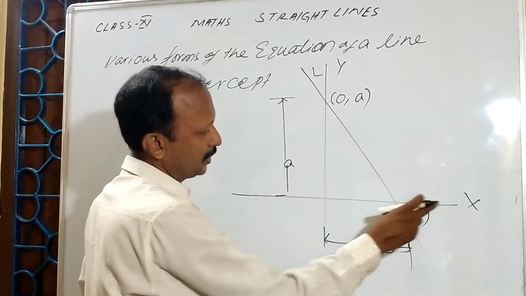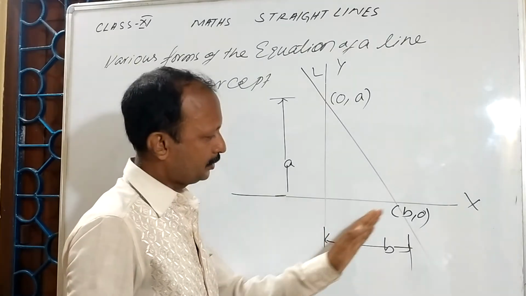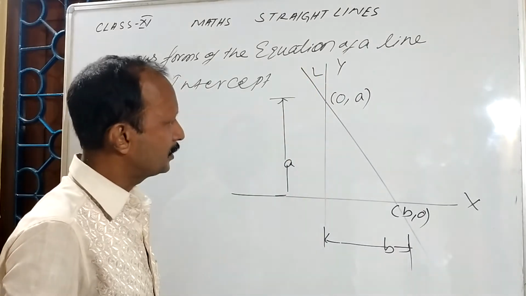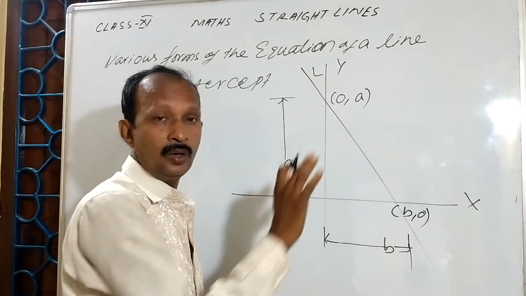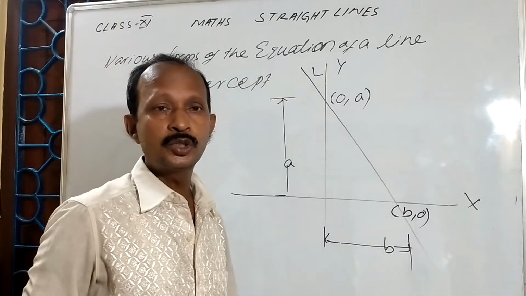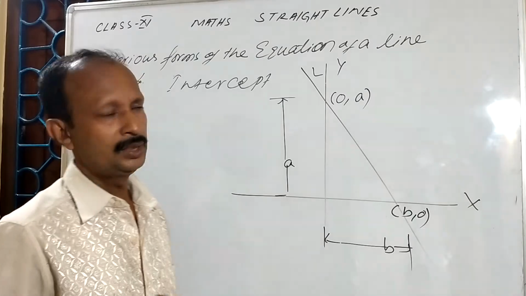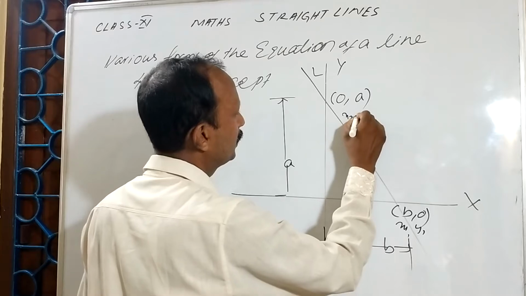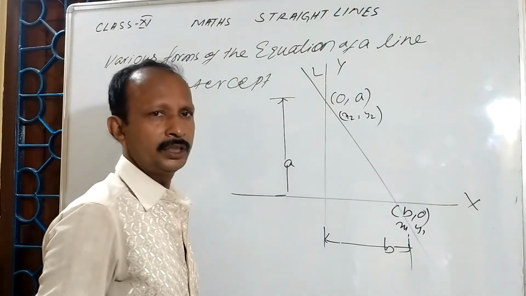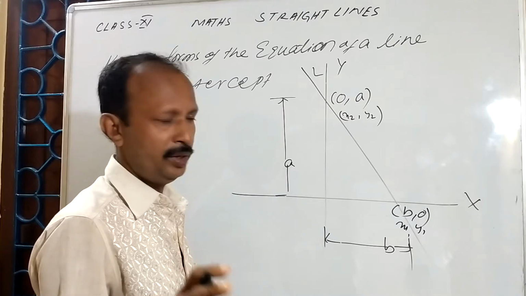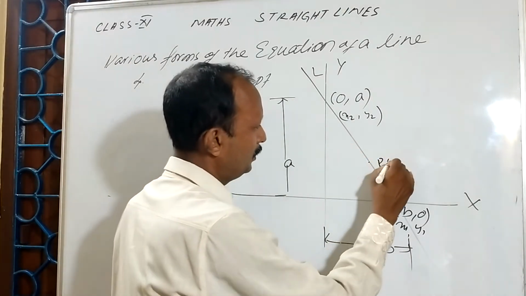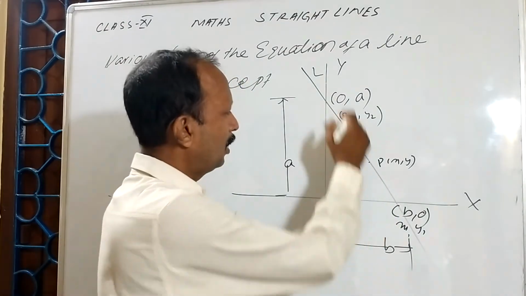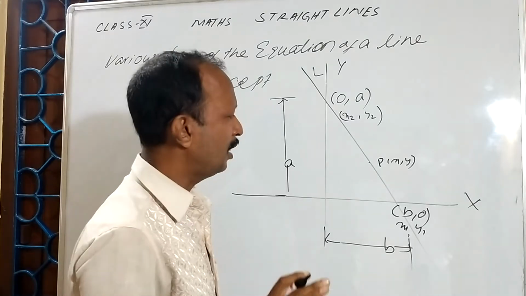This line intersects the x-axis at the point (b, 0) and it intersects the y-axis at the point (0, a). Now I am going to use the 2-point form. So you think that this is x1, y1, you think this is x2, y2. You take one arbitrary point which is P, this is (x, y). Anywhere you can take, does not matter. So the relation will give the equation of the line.